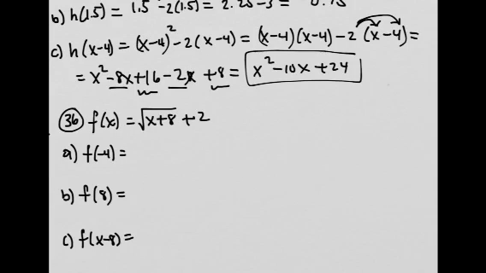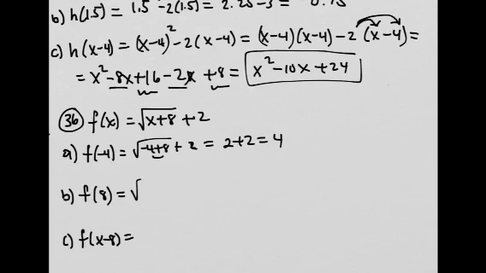Alright, for number 36, I replace all the x's in the equation with negative 4. There's only one x, so it's going to be the square root of negative 4 plus 8, plus 2. Sorry about that, fixed it. So that's 8 minus 4, that's 4, the square root of 4 is 2, plus 2, and the answer is 4.